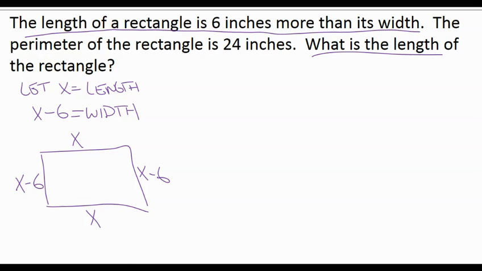Then we were told the perimeter of the rectangle is 24 inches. If you've forgotten, perimeter is the distance around a figure. It's basically adding up all the sides. So I need to add up all the sides of this rectangle, and they have to equal 24. So I'll do x plus 6 plus, oh, wait, why am I writing? I shouldn't be writing pluses.